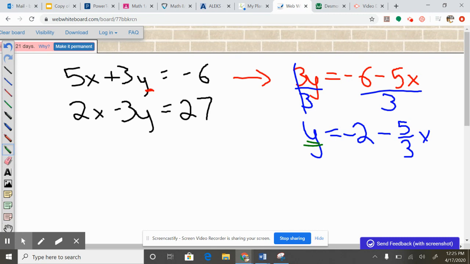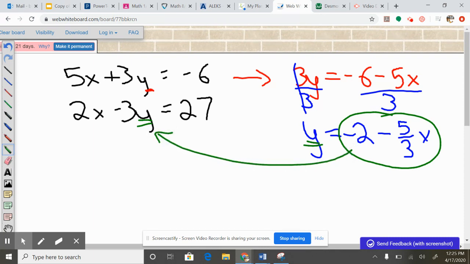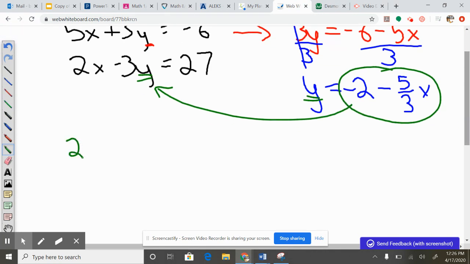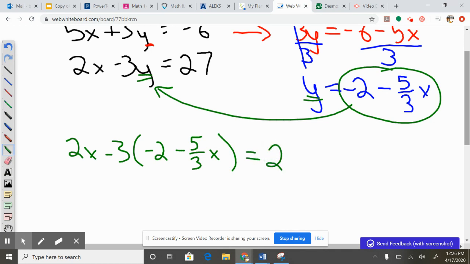So I know this y is equal to -2 minus 5/3 x, and so is this y over here. I'm taking information from the first equation and plugging it into the second equation. So that's going to go in right there. And when I rewrite that second equation, I'm going to have the 2x minus 3, but I'm replacing y with -2 minus 5/3 x equals 27. Now this equation only has an x in it, so I should be able to solve it.